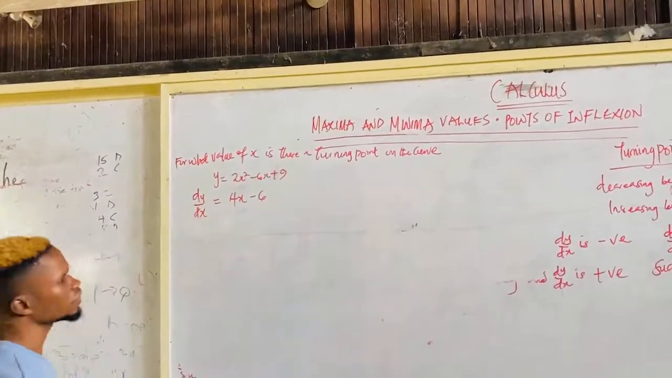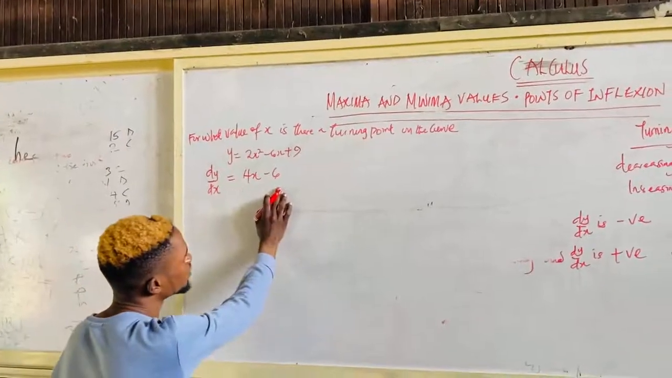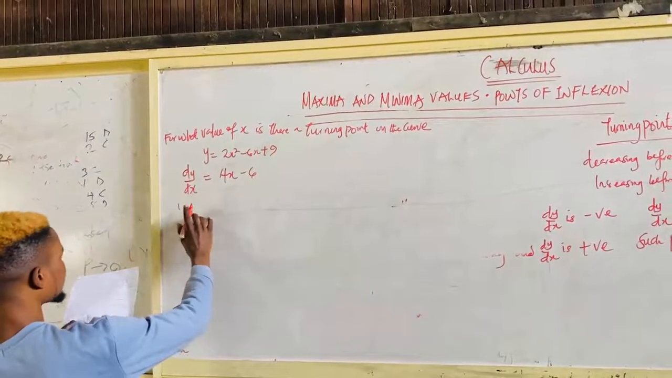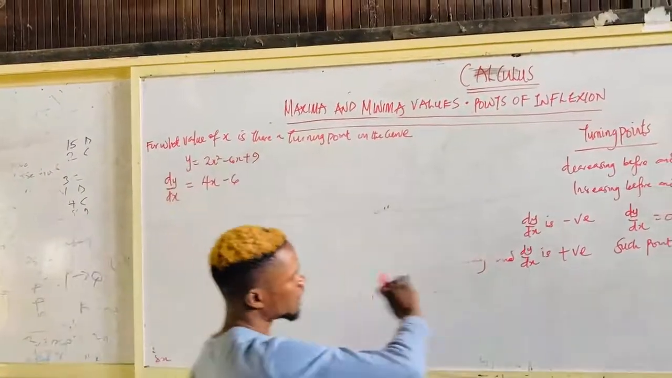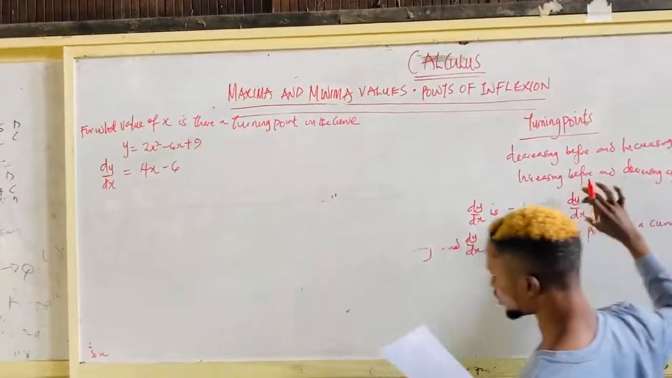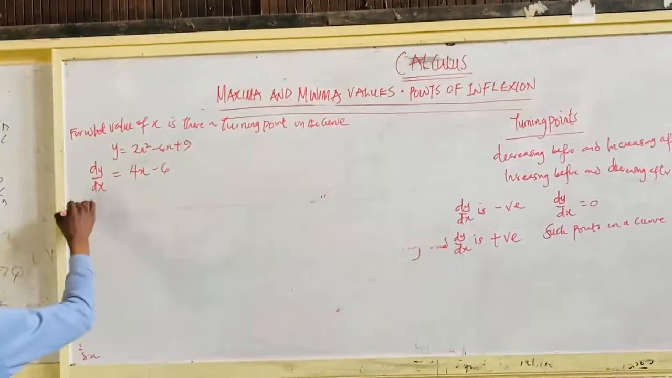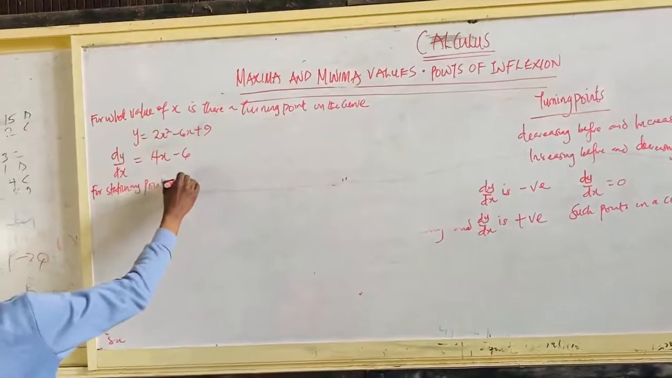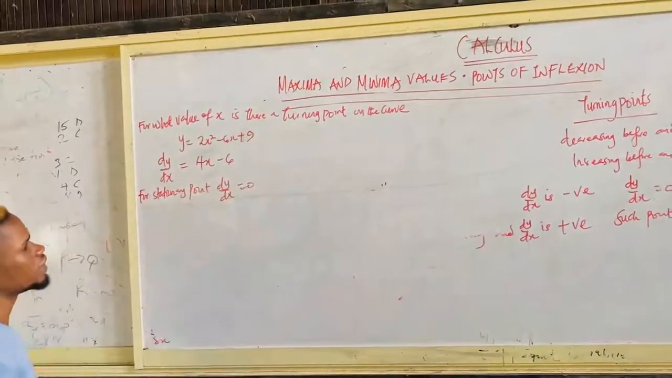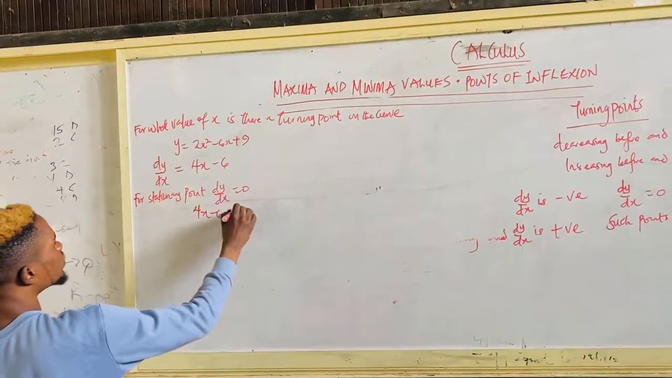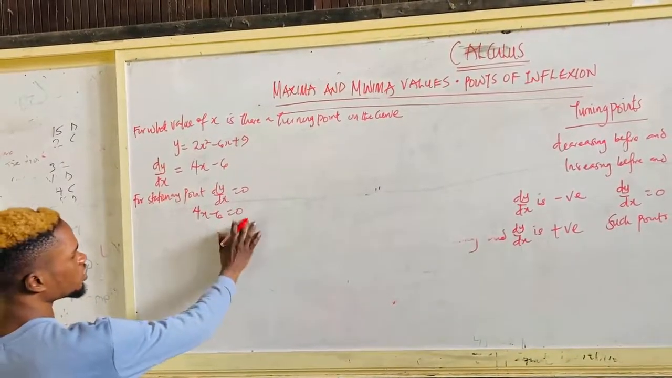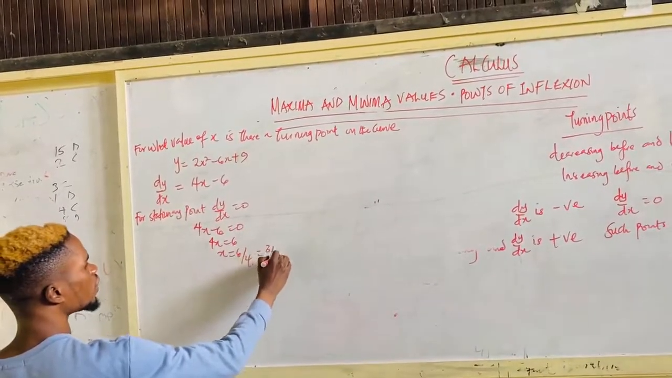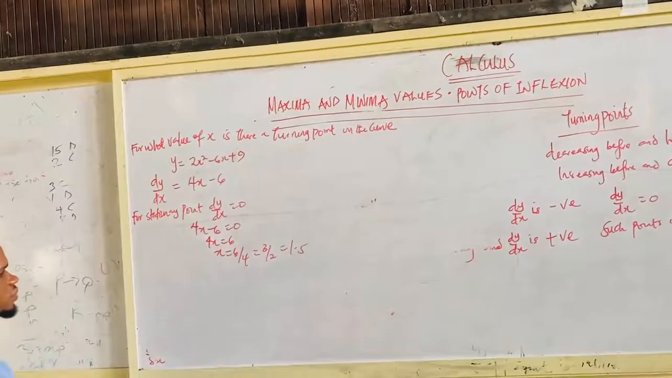6. Now this is 4x minus 6. Remember it is a turning point, so we can go for dy/dx equal to 0. That's the stationary point, the point when dy/dx is 0. Now 4x minus 6 is equal to 0, the same thing as 4x is equal to 6, and x is 6 over 4, which is 3 over 2, as in 1.5.